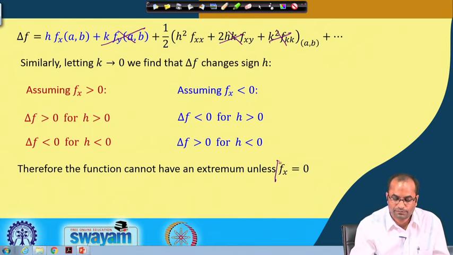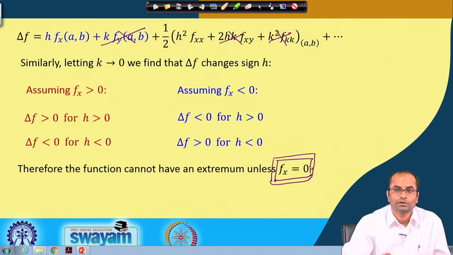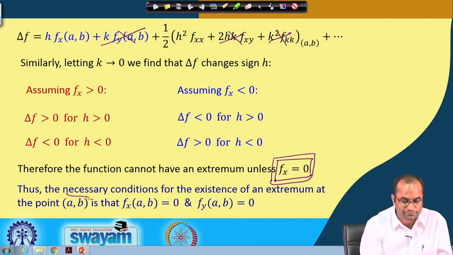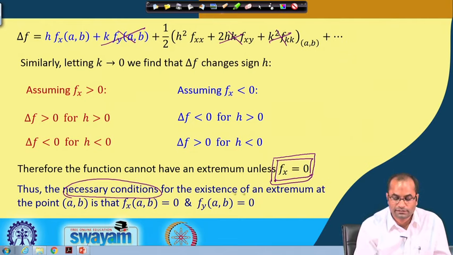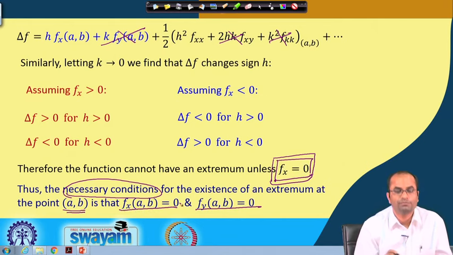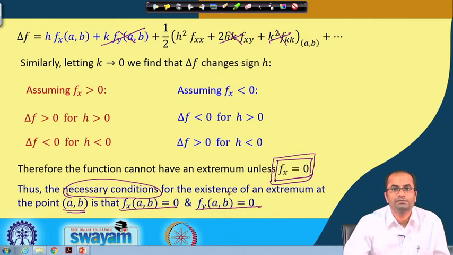This f x must be equal to 0, and earlier we observed that f y must be equal to 0. So we can conclude that the necessary conditions for the existence of an extremum at this point a b are that f x should be 0 and also f y should be 0. These two derivatives must be 0. If these are not 0, delta f was changing sign, and then that point cannot be a point of local maximum or local minimum.